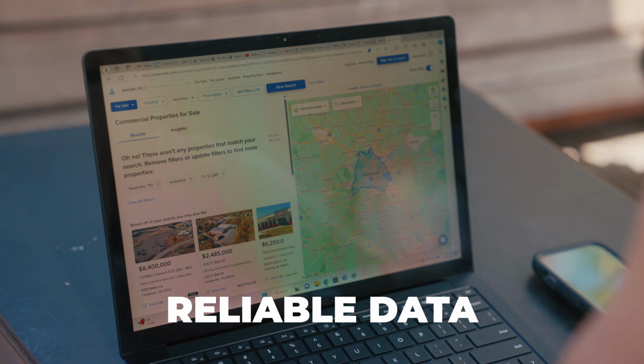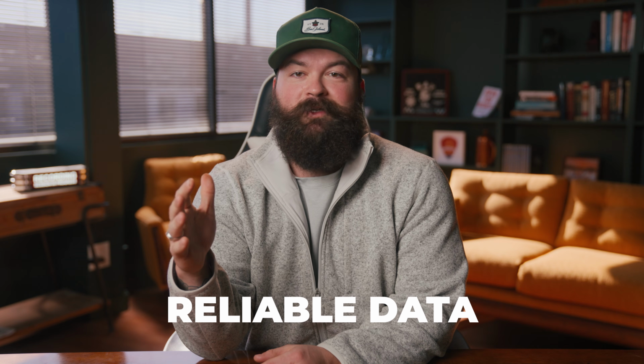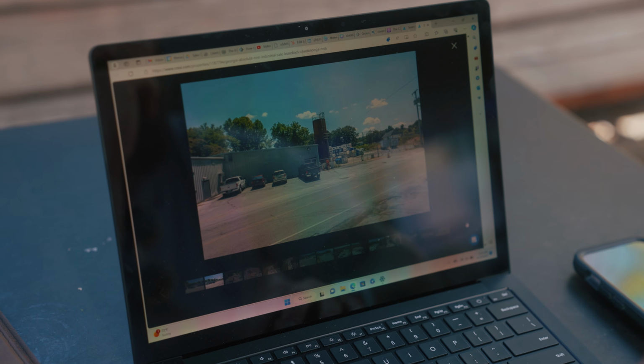And maybe you're having difficulty finding reliable data. That is a very common theme, and you're not alone because it is incredibly difficult to find commercial real estate comparables. Both on the rent and sale side, it doesn't really matter. It's just not public information.